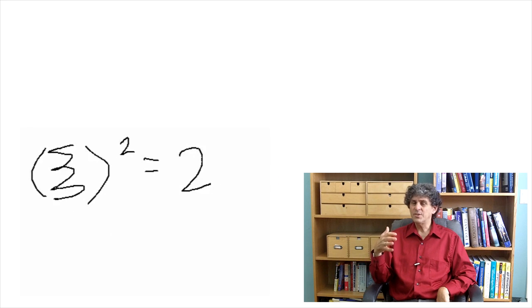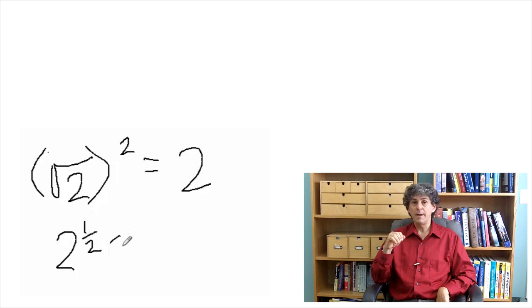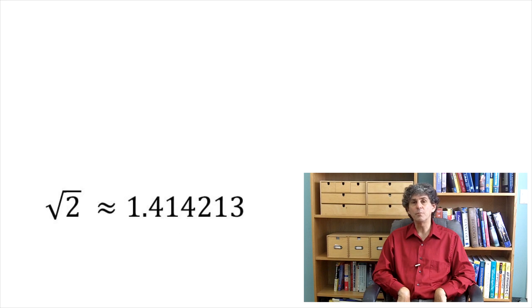Well, if something squared gives us a 2, then that something had better be the square root of 2, right? So we define 2 to the power of 1/2 as the square root of 2. We don't even have to know what it is, although it's been worked out to be about 1.41. But the key thing is we now have a definition.